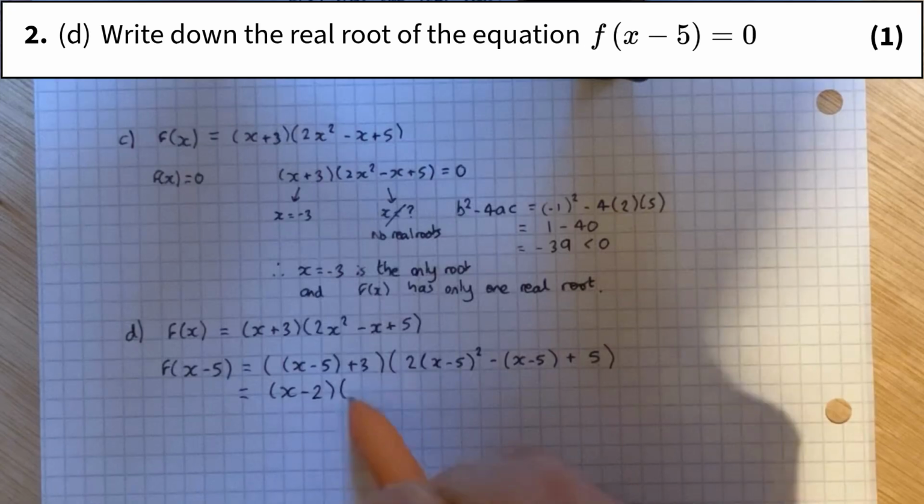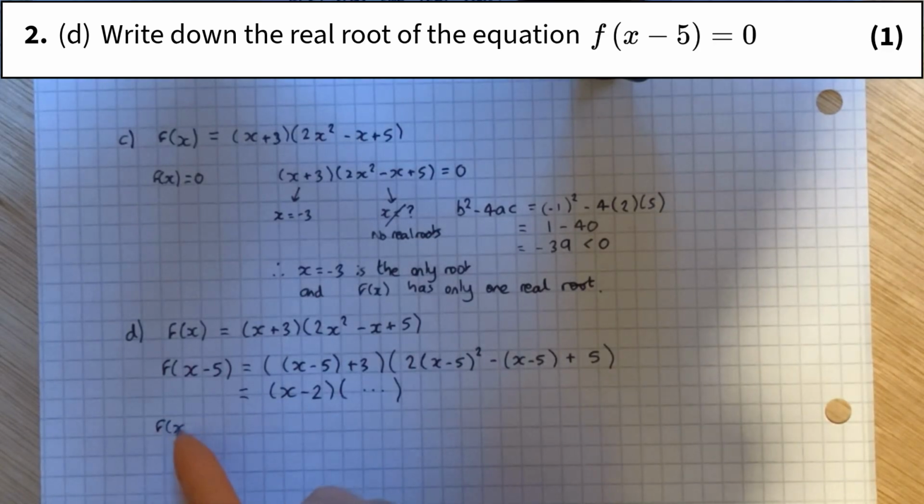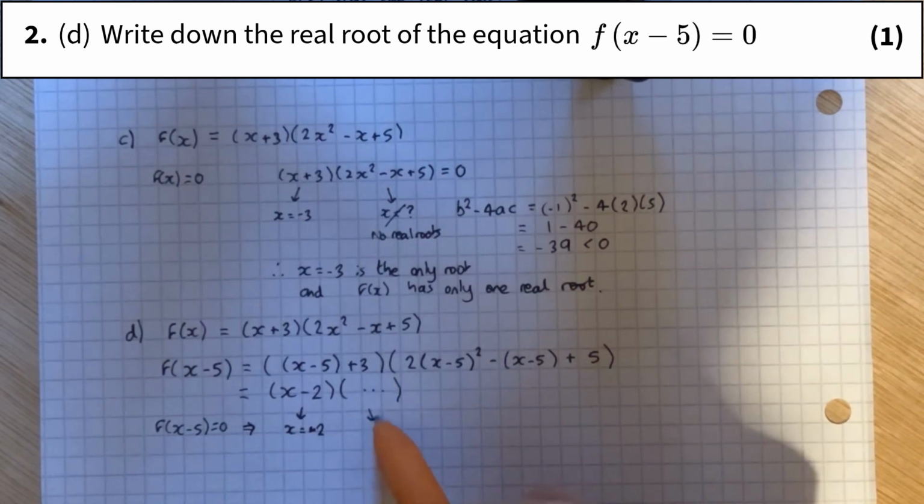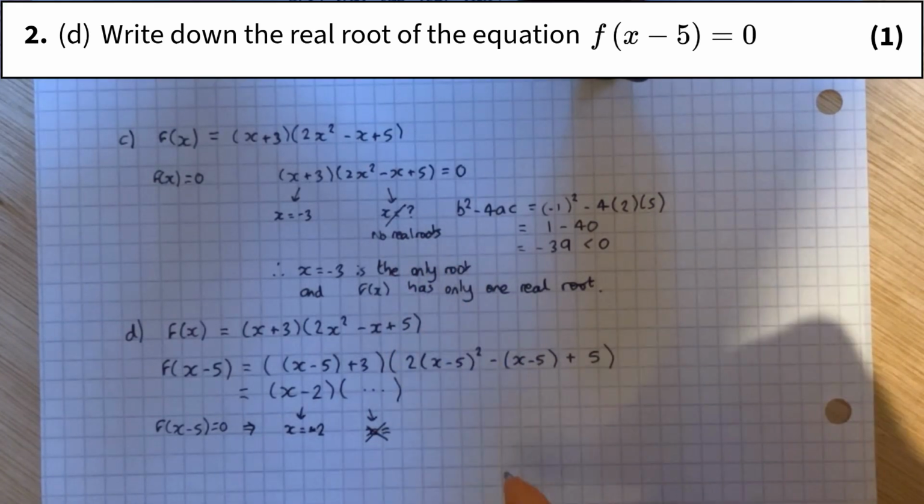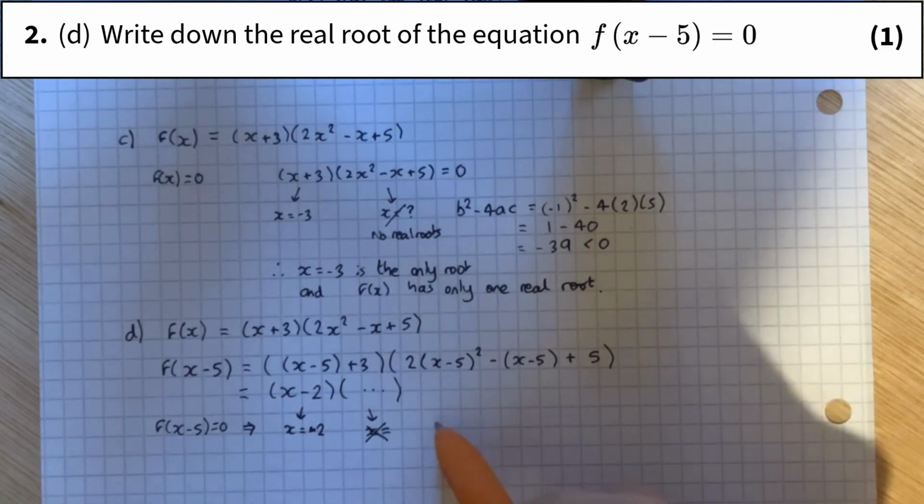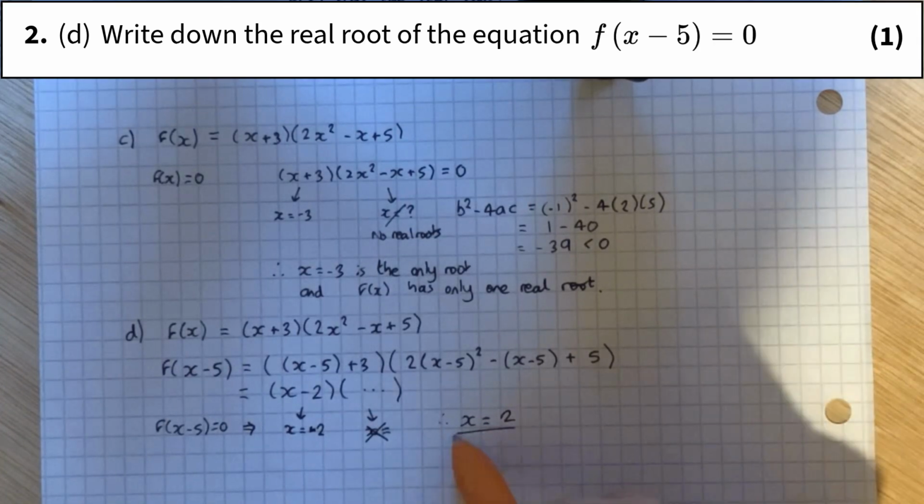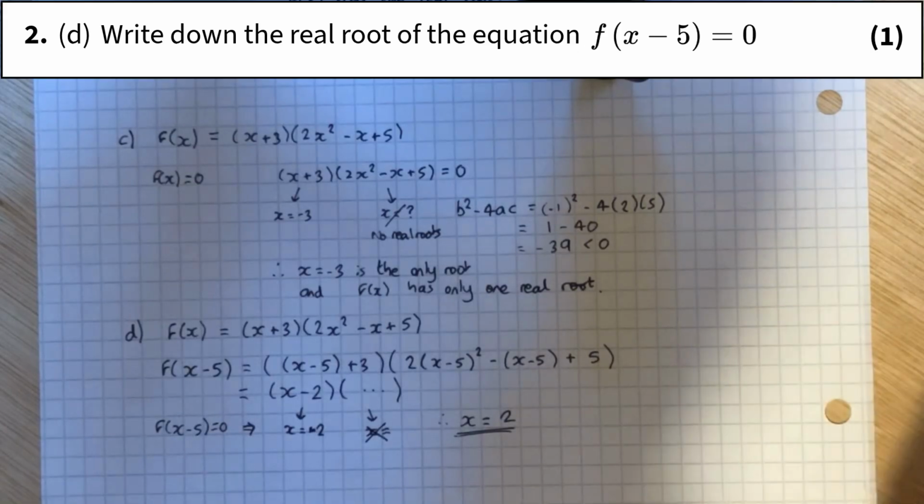I can simplify this first one by saying x - 2. And the second one, I'm not going to bother. We know from above that there's only one real root. So if f(x - 5) = 0, we're going to get a root here, x equals, should be 2. And the second one, there's not going to be one because there wasn't a real root above. So we know that that doesn't give a root. x = 2 must be the only solution, and that is the real root of the equation.